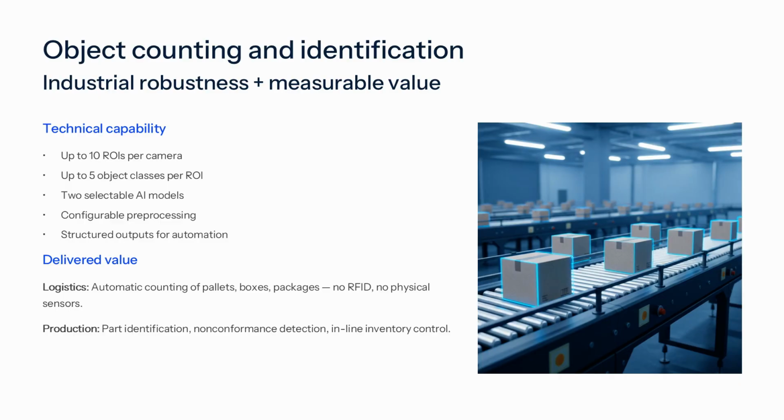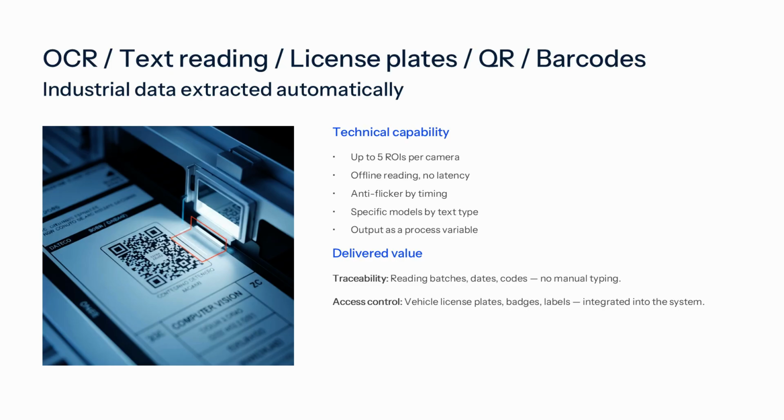In practice, this allows us to automatically count pallets. For example, boxes of volumes, without RFID, without physical sensors. It enables part identification, non-conformity detection, and visual inventory control. It also allows offline reading of texts, plates, QR codes, and barcodes. Imagine a security system that upon reading a certain plate, knows whether it's authorized to enter and opens or doesn't open the gate. That's an example. All this data becomes process variables, eliminating manual entry and reducing human errors.